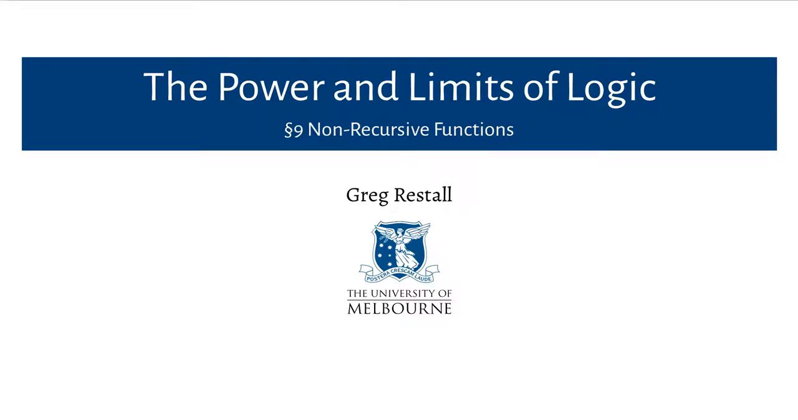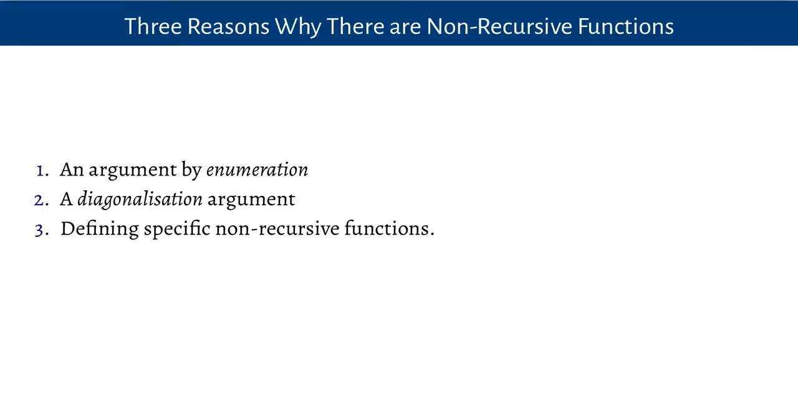Now that we've had a look at the class of recursive functions, we're going to look at the functions which are outside that class, non-recursive functions. We'll start with three different reasons why there are functions which aren't recursive. We'll first look at an argument by enumeration, then we'll give a diagonalization argument, and finally, after that, we'll look at a few examples of non-recursive functions that we can explicitly define.